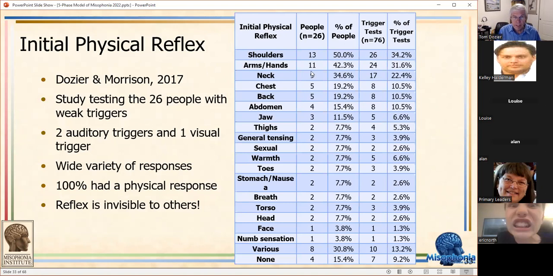Everybody had some kind of a physical sensation to at least some of their triggers, but some of them were like nausea or a flash of warmth or sexual sensation. So they weren't all muscle. One person had a numb sensation, and I've had another person since then.